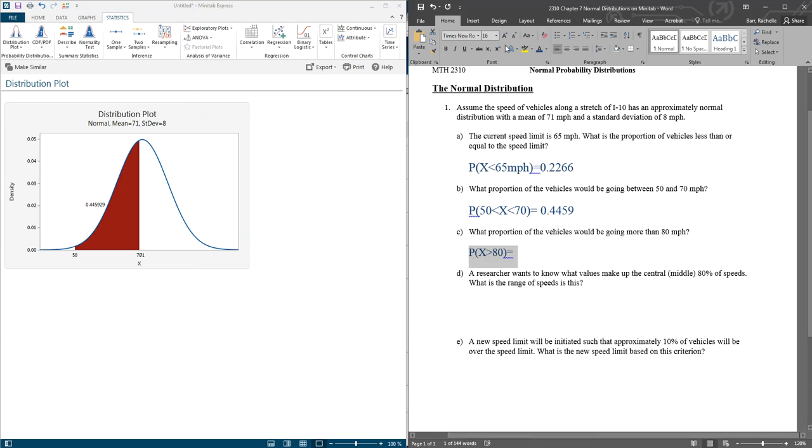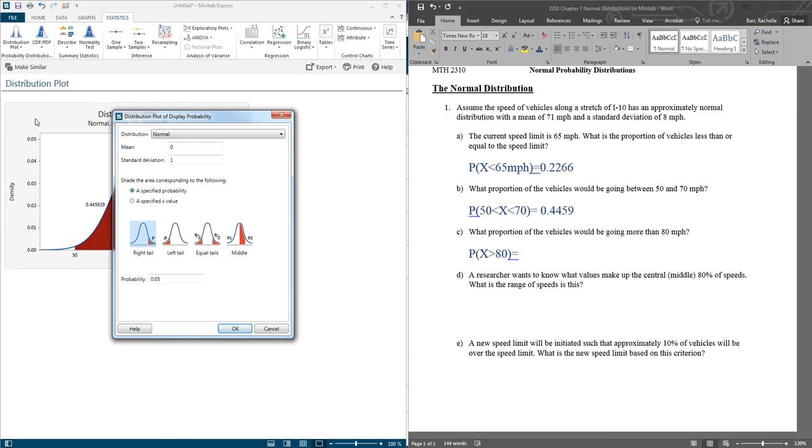So if I want things that are bigger than 80, if you picture where 80 is on the number line, things that are bigger than 80 lie to the right of 80. This is going to be a right tail. So far we've done a left, a middle, and now we're going to do a right. So we're going to go back to distribution plot, display probability. We're still on the normal.